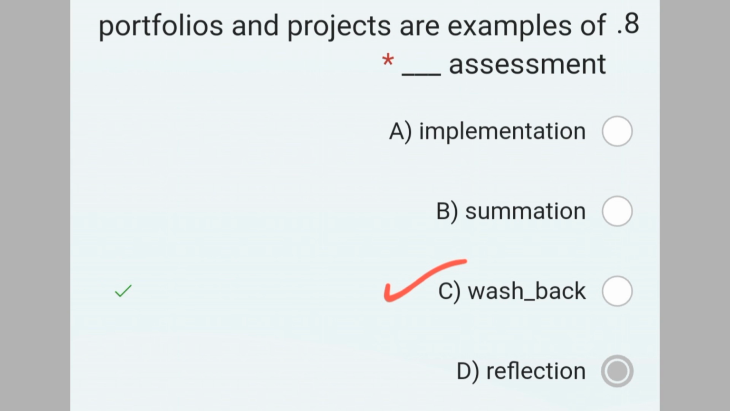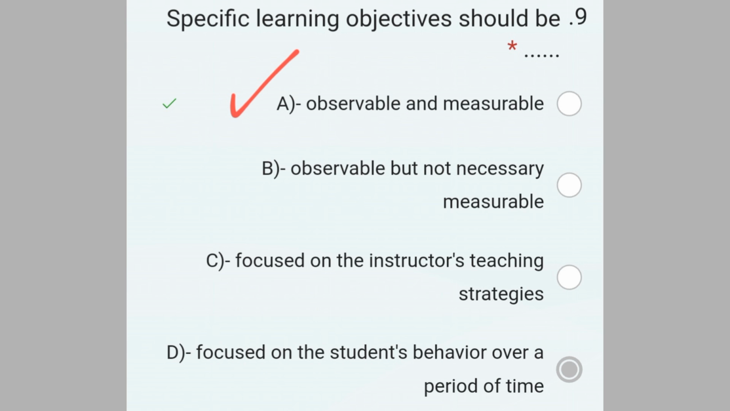8. Portfolios and projects are examples of ____ assessment. A. Implementation. B. Summation. C. Washback. D. Reflection.